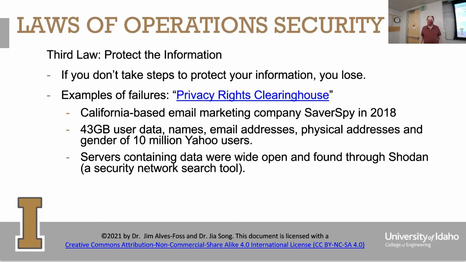Third law is then you protect the information. If you don't take steps to protect your information, you lose. A California-based email marketing company, SaberSpy, in 2018, they're keeping people's emails. 43 gigabytes of user data, names, email addresses, physical addresses, gender of over 10 million users. Servers containing the data were wide open. Somebody used Shodan. Shodan is a network search tool. They said, hey, let's search for things. And they found these servers.